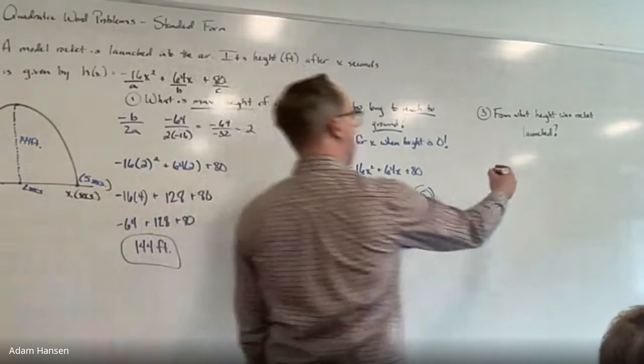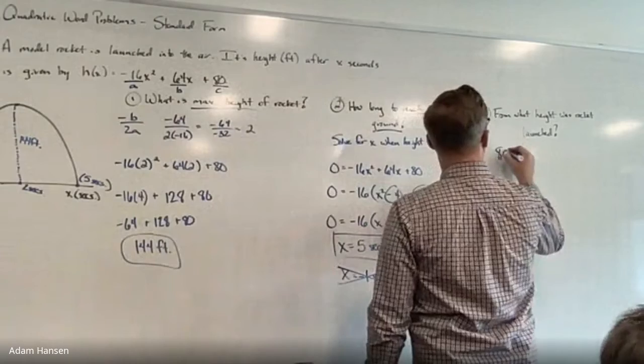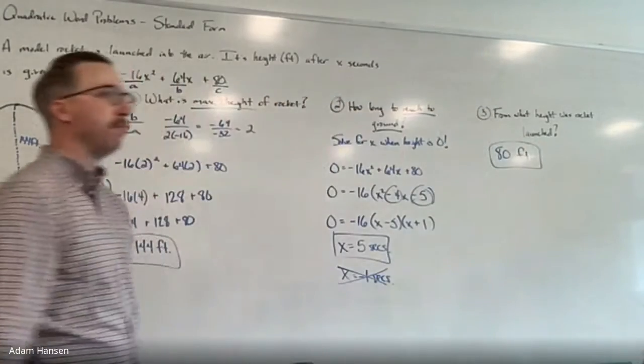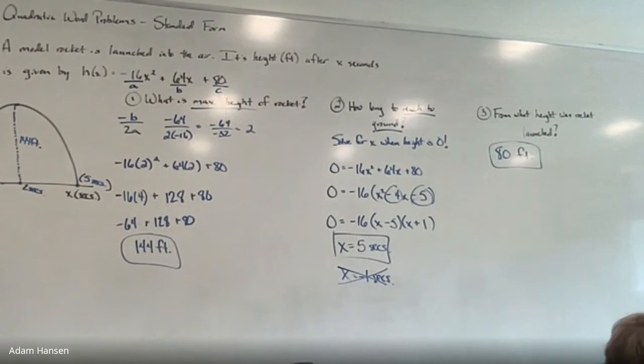Okay, here's the answer. 80 feet. Where is that on the graph? Where was the rocket launched? It's the y-intercept, so it's right here.